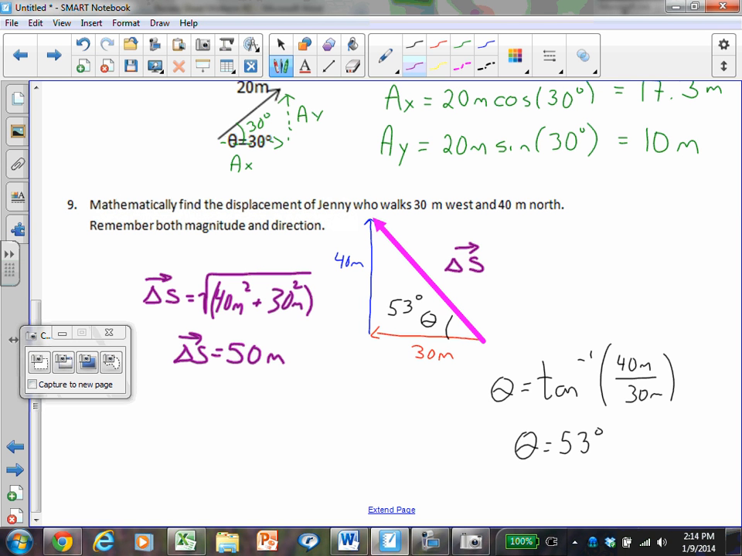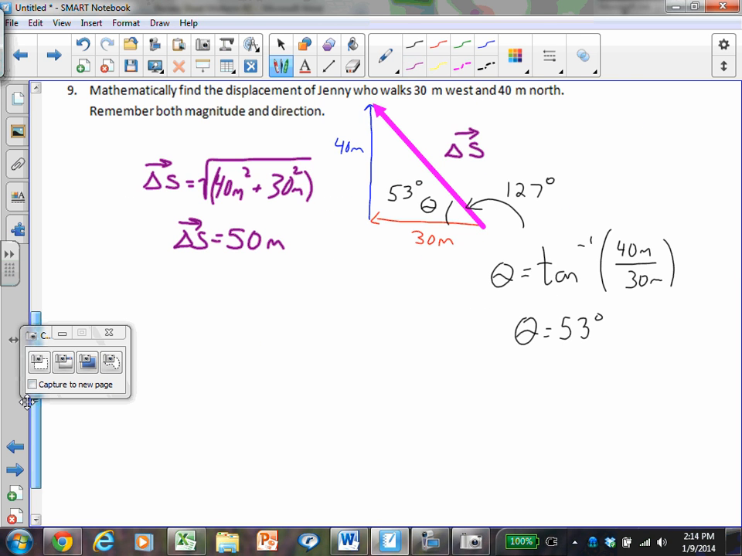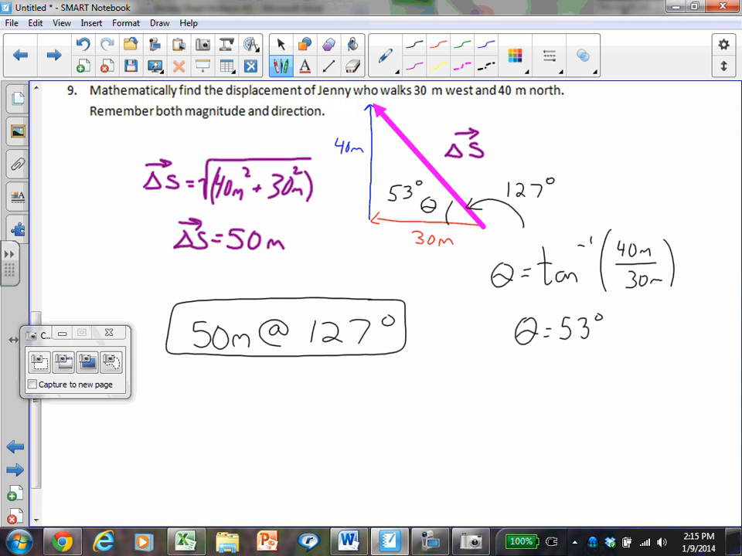That's 53 degrees. So if I wanted this angle, I would know it's what? 180 minus 53, or 127 degrees. So if I wanted it in that x-axis orientation, although a sketch on there and you find 53 degrees would be okay for me, but you never know. You need to do it some other time. You could write it as 50 meters at 127 degrees.